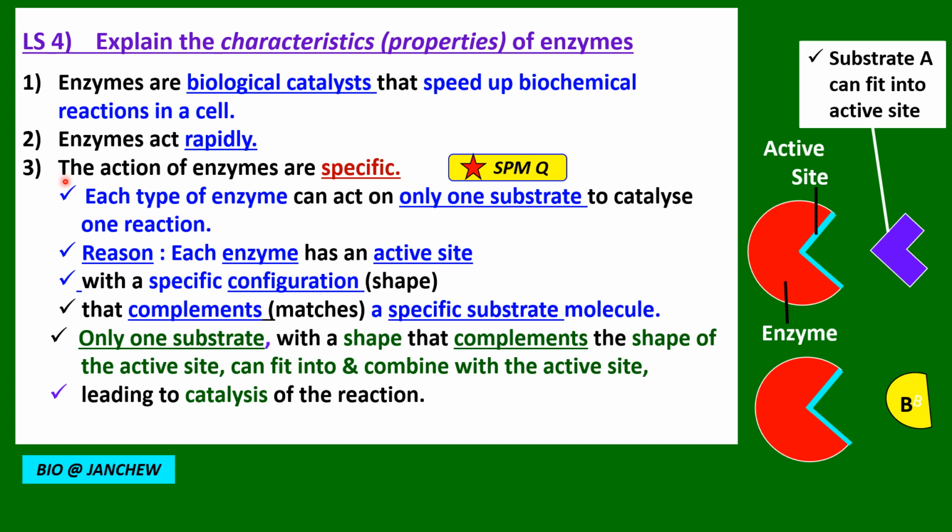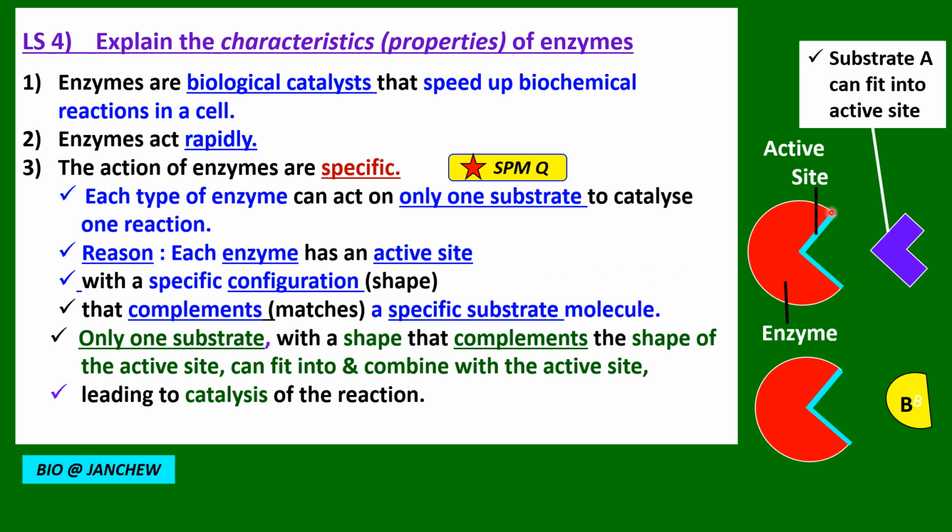This has also been discussed, right? And it's important for SPM. This type of question can be asked in SPM to explain why enzymes are specific. So, firstly, what do you mean by the word specific? It means that each type of enzyme can act on only one substrate to catalyze one reaction. Okay, and the reason is because each enzyme has an active site, as shown here.